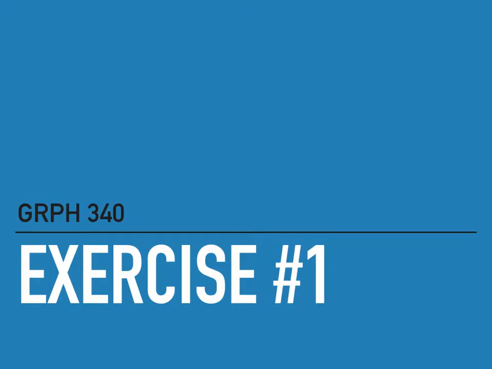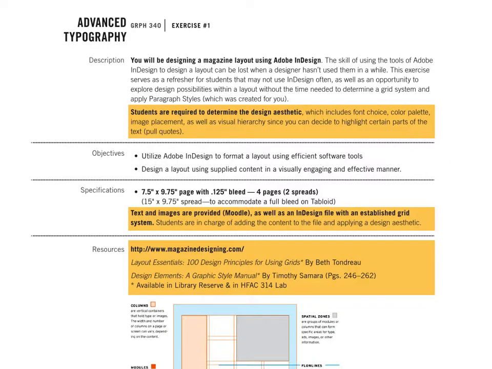So to get started with exercise number 1, you'll see that the project brief is at your desk as well as available on Moodle. You were given everything that you need to work on this exercise, so you'll need to download those on Moodle. That includes the Adobe InDesign file and the resource files as well. But you are going to design the aesthetics. So that means you choose the fonts, you choose the color palette, you move things around based on the grid. And then you're also going to read the content that I have asked you under resources. This is going to help you get started.